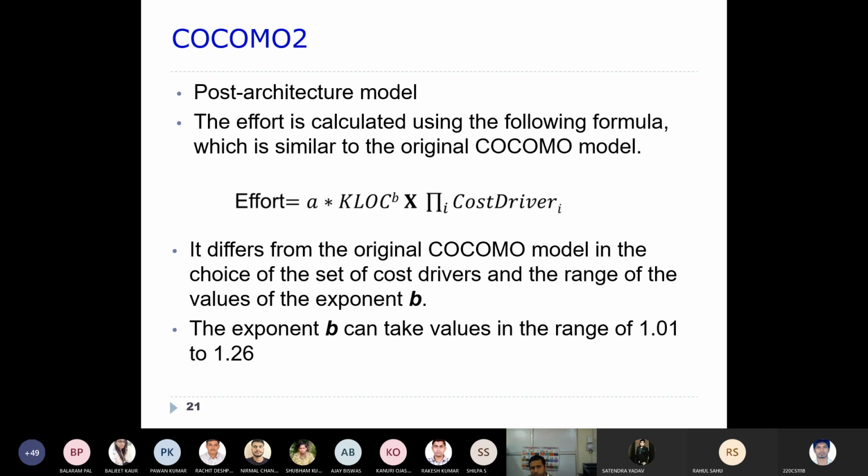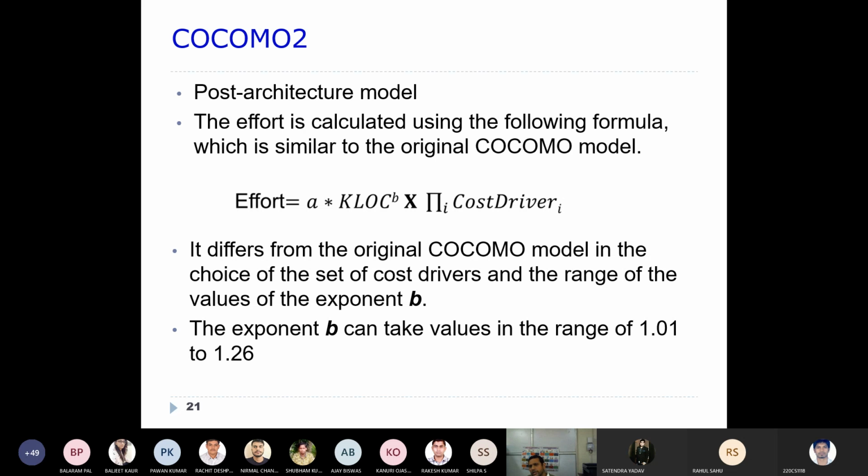Now the post architecture model, I told you, will actually be for the phases of detailed design and coding.